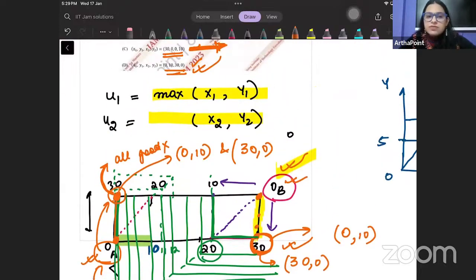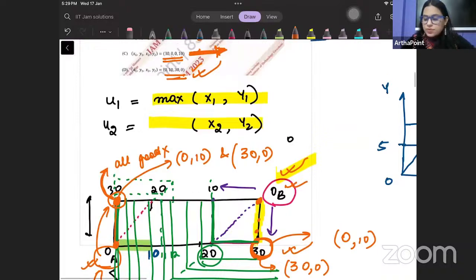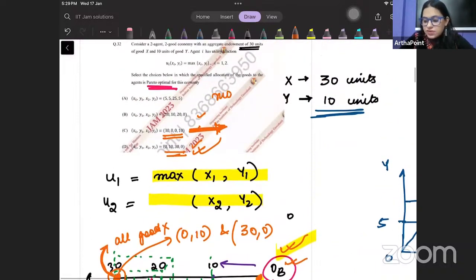There is another very simple way of looking into it. You are given a max function. In a max function, we know that you cannot have the consumption of both the goods. Simple. You cannot consume both the goods.